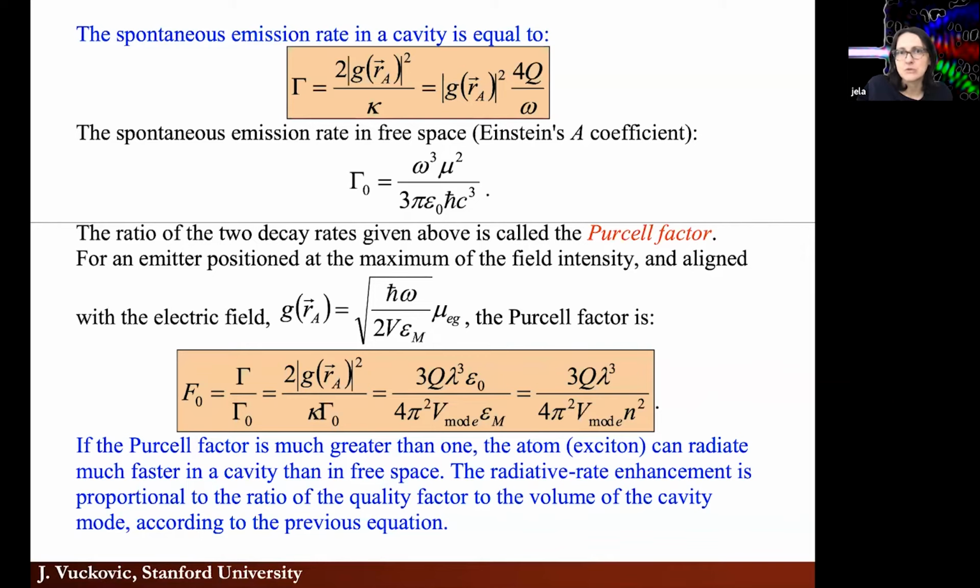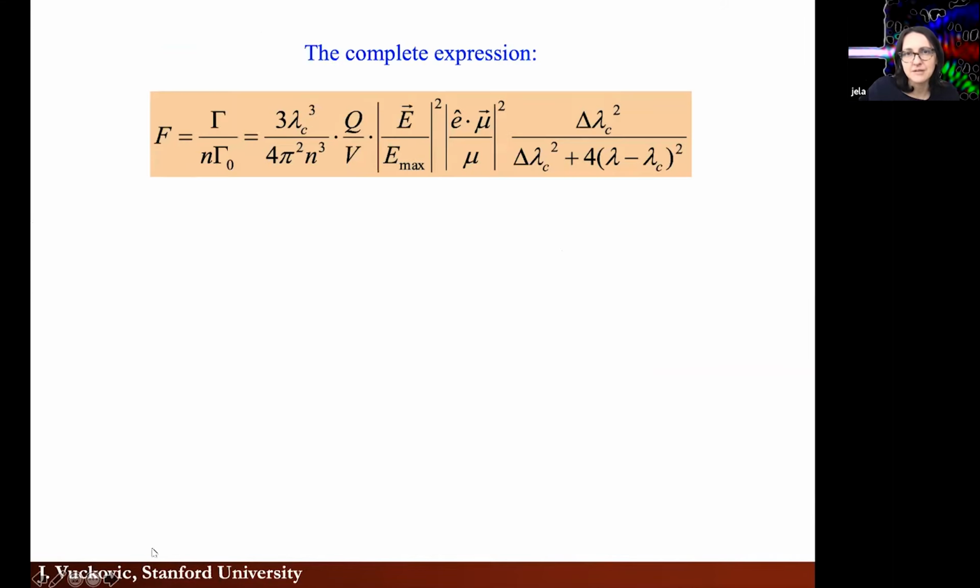And this is also why people often use the expression 2G squared over kappa times gamma naught, the free space spontaneous emission rate, as a definition of cooperativity, which is basically the Purcell factor. It's exactly the same thing. If you plug in numbers, it's exactly the same thing. That makes sense?